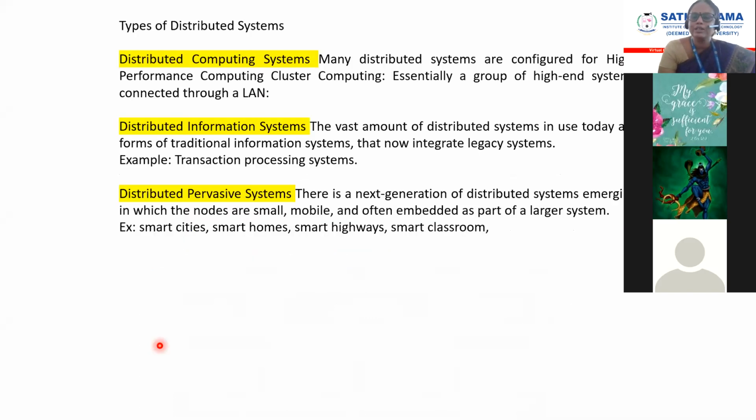Now the very important topic is types of distributed systems. We have seen what a distributed system is and the advantages of distributed over centralized systems. In distributed, we have three kinds: distributed computing, distributed information, and distributed pervasive systems. What is distributed computing? When I am connecting through LAN or intranet, that is distributed. We are connecting the computers, which comes under cluster computing.